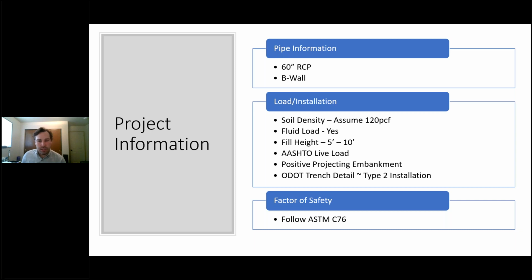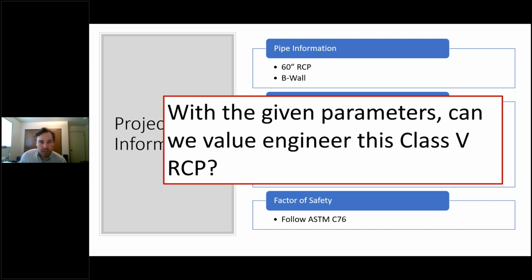And the ODOT trench detail, Oregon DOT, is similar to a type 2 installation. So that's what I'm going to use for my actual bedding materials. And then of course I followed ASTM C76. So what I really wanted to do was check, with these given parameters, could we value engineer this class 5 RCP and use something more appropriate for the given bedding type.